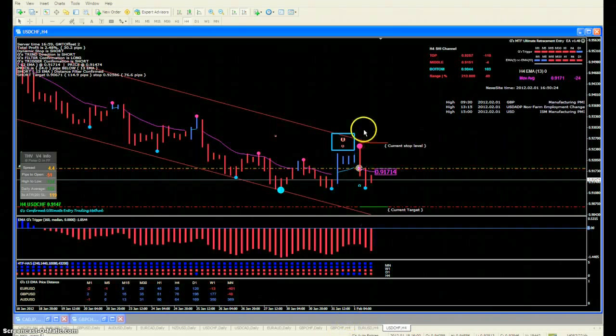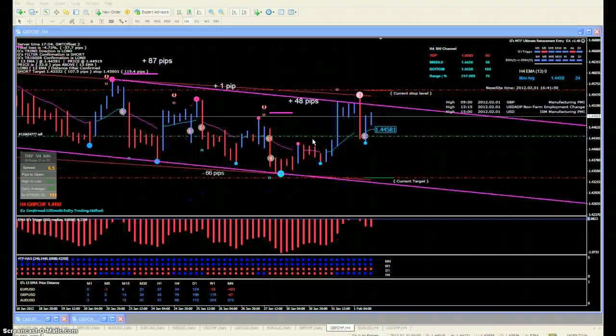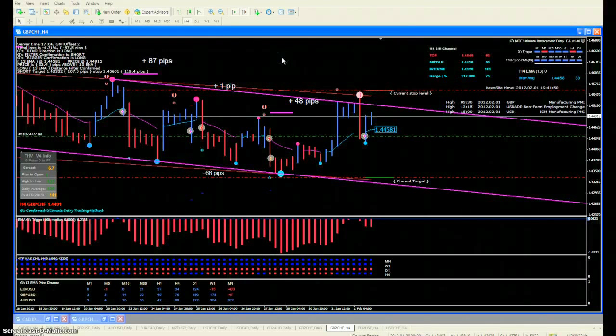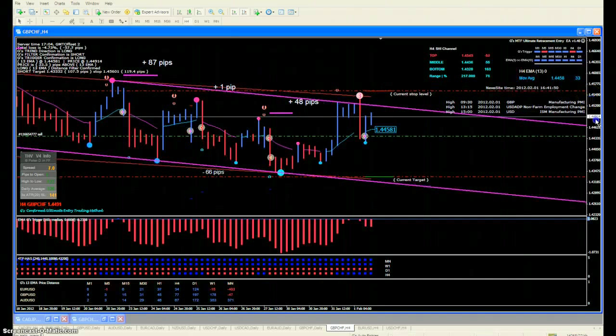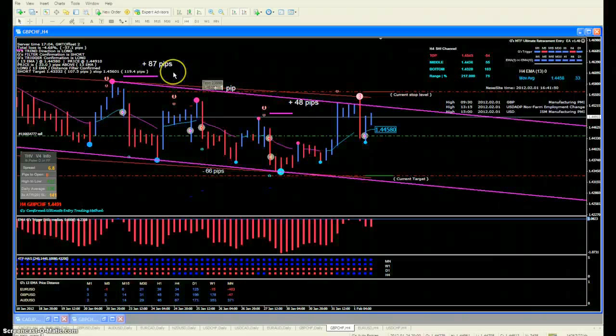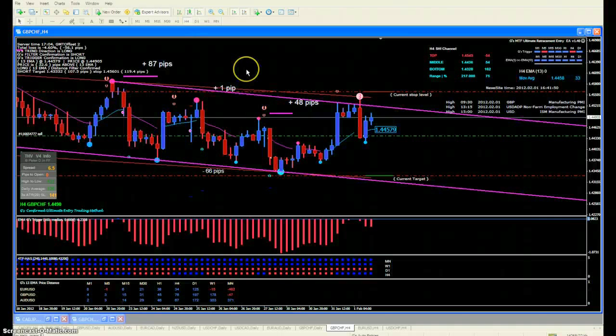We are also in the pound chef. My chart is running a little slow. We're also in the pound chef. This was the entry here. This trade has a stop loss of about 119 pips, and we are targeting 108 pips. Currently, it's down about 58 pips.